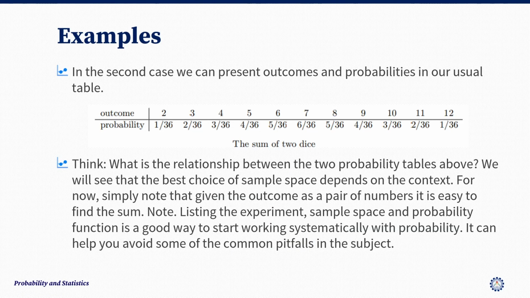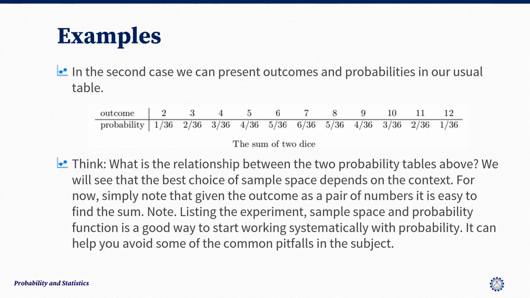In the second case, we can present the outcomes and probabilities in our usual 1-dimensional table. The outcomes will be 2, 3, 4, 5, 6, 7, 8, 9, 10 until 12. For the number 2, we can only get 1 over 36 probability. For number 3, we have 2 over 36. For number 4, 3 over 36. For number 5, 4 over 36. For 6, we have 5 over 36, and so on and so forth.